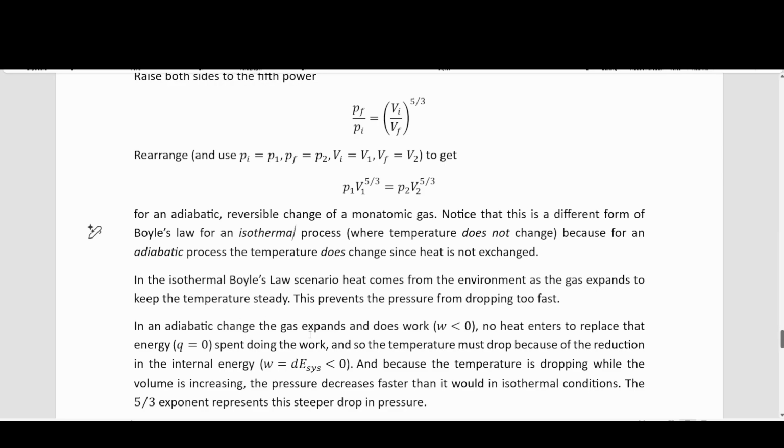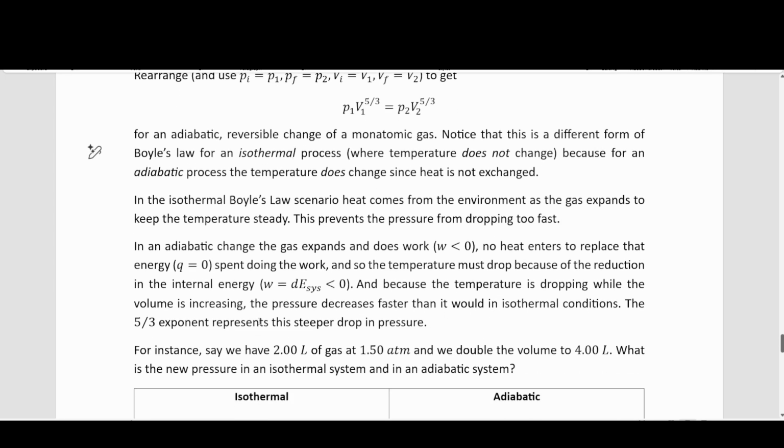In an adiabatic change, the gas expands and does work, so that means that the work is negative because the gas is the thing doing the work, it's losing energy. So no heat enters to replace that energy spent doing the work, and so the temperature must drop because of the reduction of internal energy. And because the temperature is dropping while the volume is increasing, the pressure decreases faster than it would in the isothermal conditions. The 5/3 exponent represents the steeper drop in pressure.